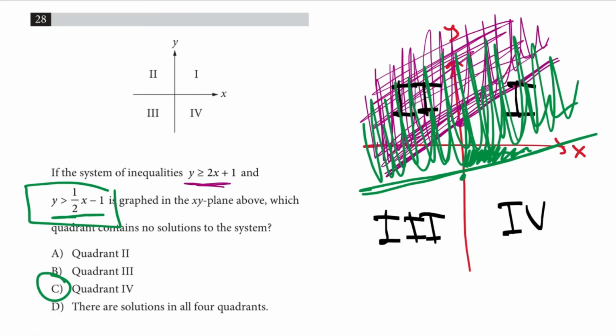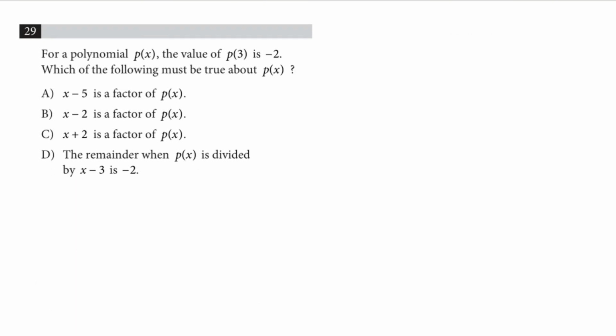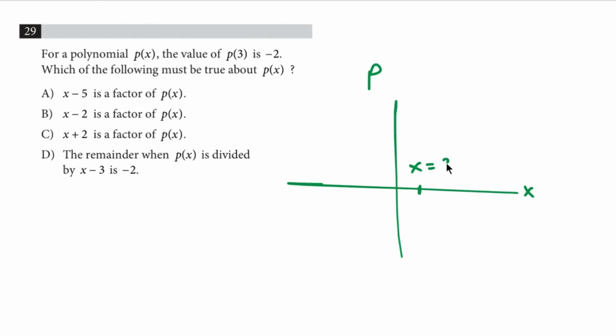Now let's move on to the next problem. For a polynomial p of x, the value of p of 3 is equal to negative 2. Which of the following must be true about p of x? Well, let's see first of all. We have a certain polynomial, and at x equals 3, p of 3 is negative 2, so it's right here. So this polynomial could be something like this, it could be something like this, it could be anything.